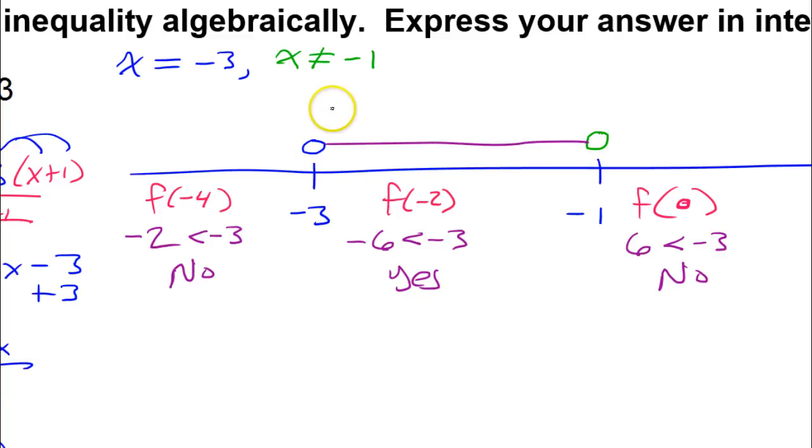So in interval notation, what I have is -3 to -1. I'm going to use parentheses instead of square brackets to indicate that the endpoints, these critical values, are not to be included in the solution set. So parentheses are used whenever you have open circles.